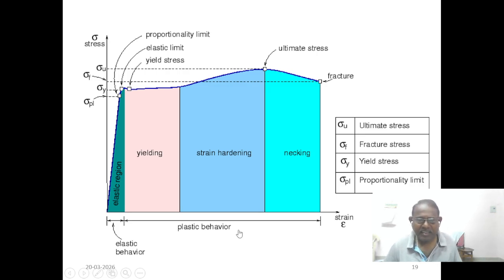And this is another important property of the material. This is the elastic region, this is yielding, this is the strain hardening region, this is the necking region. After necking, the load is decreased. So this is the engineering stress strain curve. So sigma u is ultimate stress, sigma f is fracture stress at this location, sigma y equals yield stress, sigma pl equals proportionality limit.